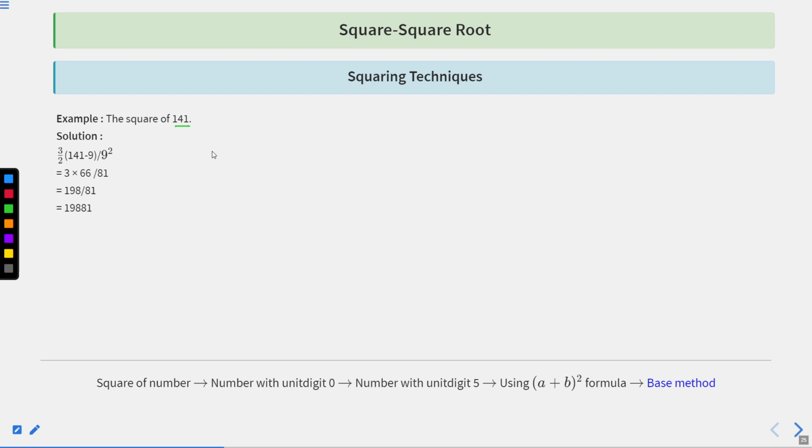So again, same rule. When the number is less than 150, we put a minus sign, and when the number is greater than 150, we put a plus sign. So it is 141 minus 9 into 3 by 2 and a 9 square. So 9 square will be 81, and from 3 by 2 times of 141 minus 9, we will get 3 times of 66, and it is equal to 198. Okay, and 81 will remain the same, and remove the slash sign here, it will be 19881, which is the square of 141.